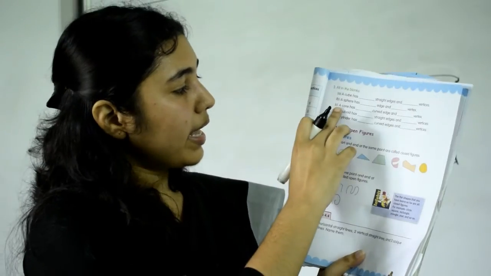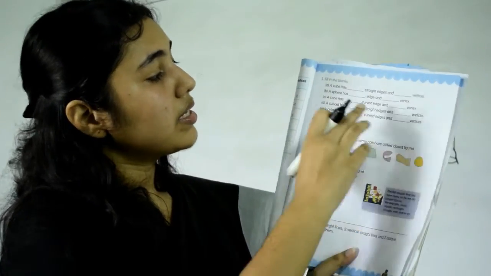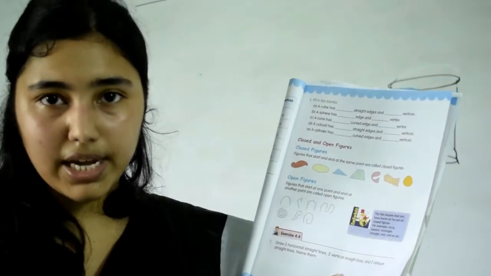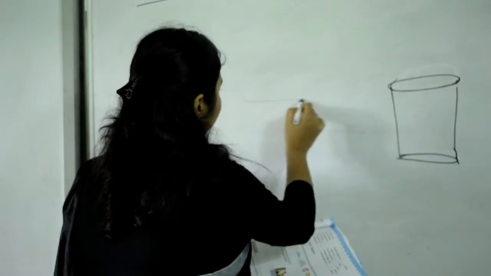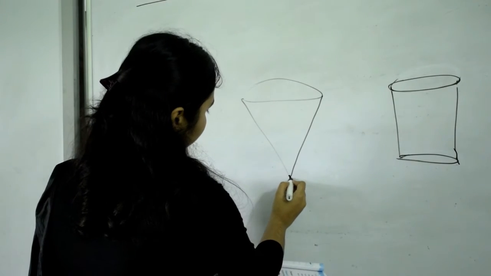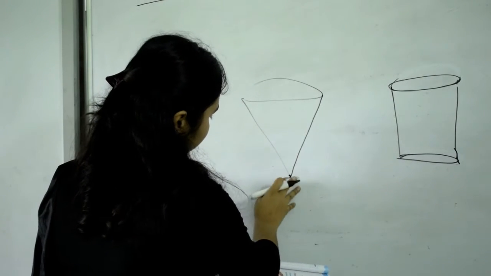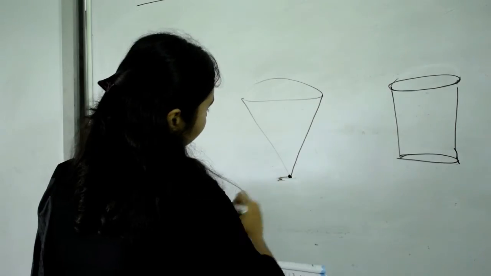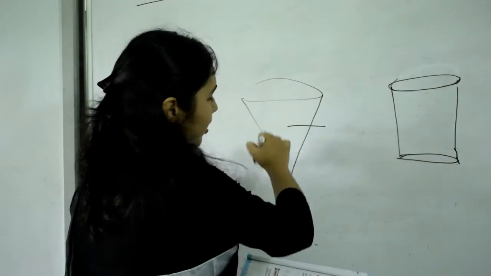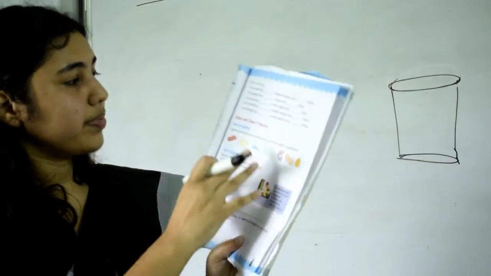Next, a cone has dash curved edge and dash vertex. Now a cone has only one curved edge and only one vertex. If this is the cone, then a cone has only one vertex. This is the vertex of this cone, and this surface is one curved surface.